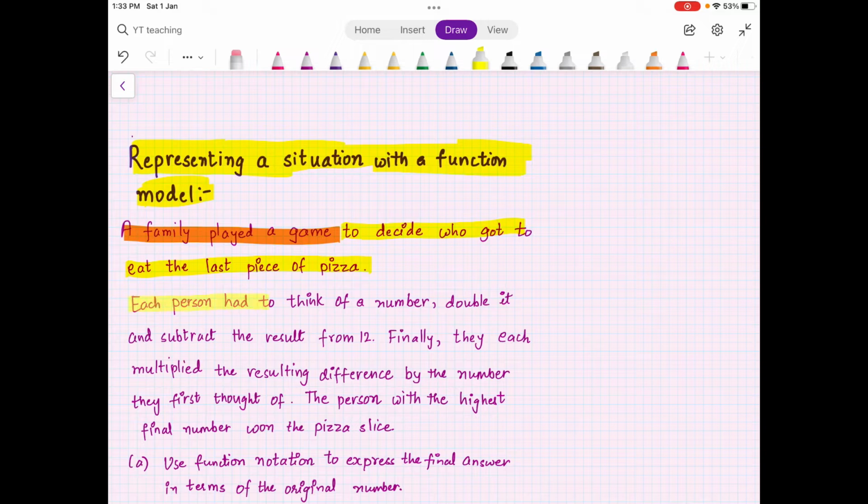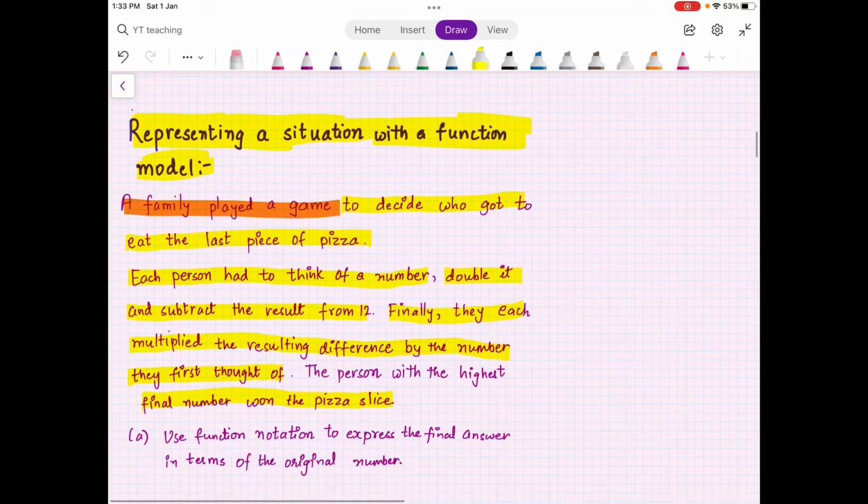Each person had to think of a number, right? So you have to think of a number, then double it, and then subtract the result from 12. Finally, they each multiplied the resulting difference by the number they first thought of. The person with the highest final number will have the chance to have the last slice of pizza.